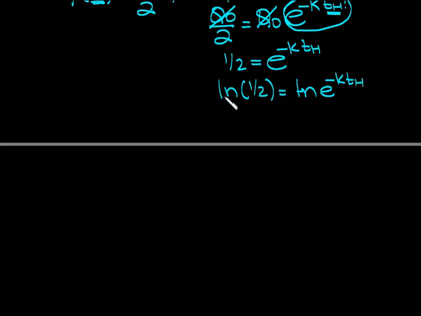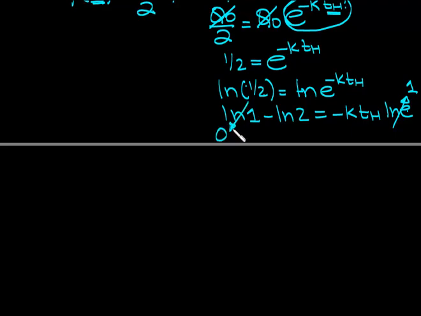I'm going to use the log properties here. One of the log properties is, if you have a quotient, you can take the log of the numerator minus the log of the denominator. And because I'm taking the log of an exponential, I can bring that exponent in front, and I get ln e. We know ln e is 1, since the base and the number are the same. And we know that ln 1 is 0, because the log of 1 is always 0. So we get -ln 2 = -k·t_H.